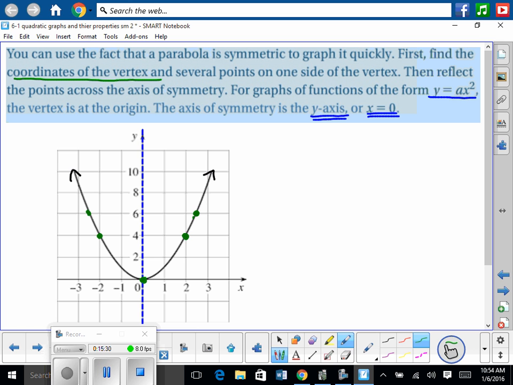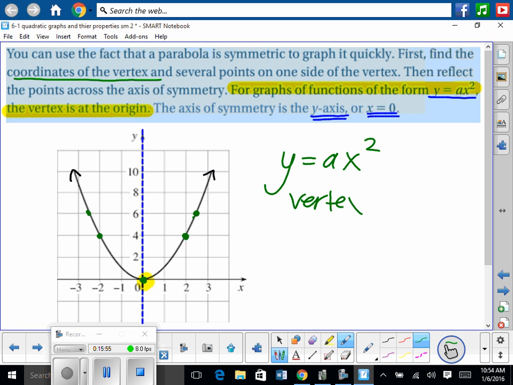All right, now I'm telling you this. This is very important to know. For graphs of the function of the form y equals ax². If we have a quadratic that has ax², it doesn't have bx, it doesn't have c, the vertex is at the origin, which means 0, 0. So once again, if it has the form y equals ax², then the vertex is always going to be at 0, 0. Is everybody good with that? Yes or no? Do you understand? Okay, so I always find that's the easiest way to find the vertex, if they have this form.